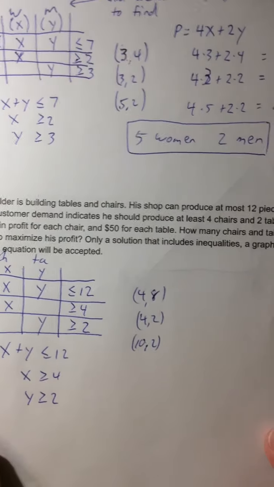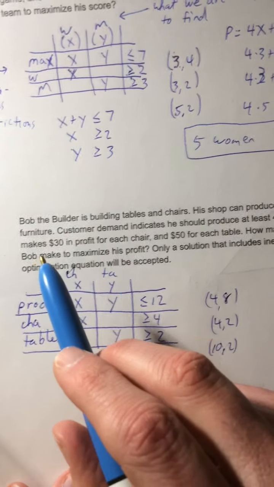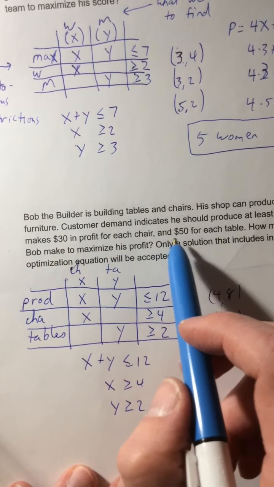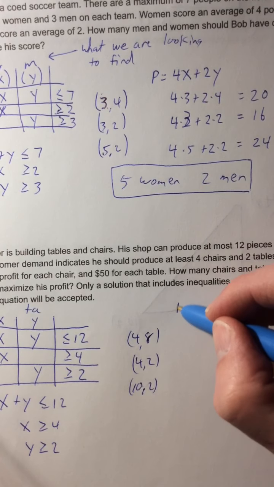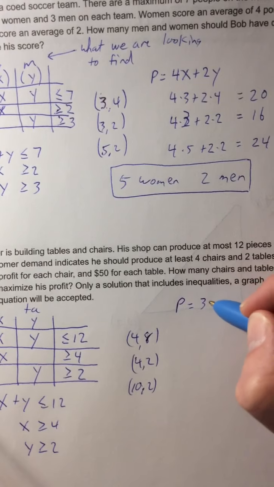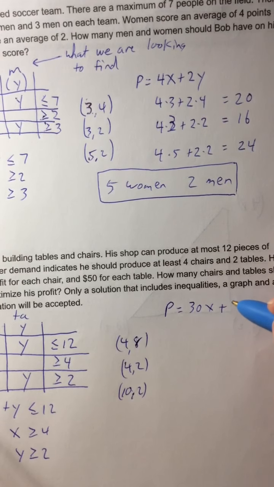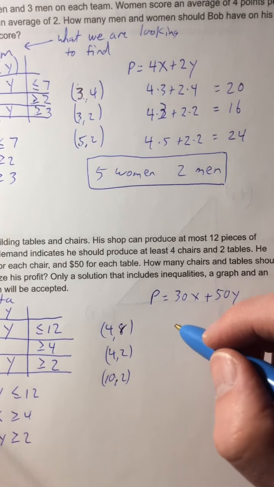Okay, so I wrote those down, and we need to have our little profit equation in this case. It says here that he makes $30 in profit for each chair, $50 for each table. So our profit is going to be $30 times the number of chairs plus $50 times the number of tables. Then we're just going to, again, plug these into here and see what we get.